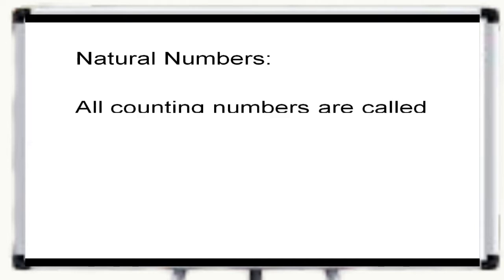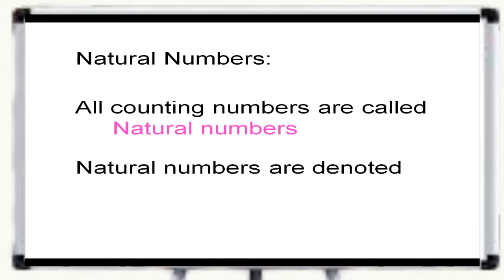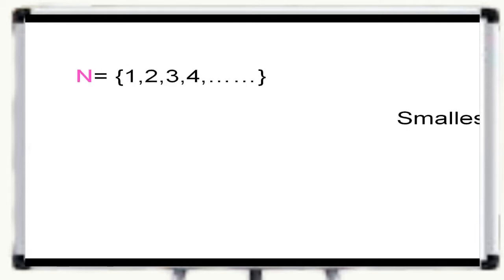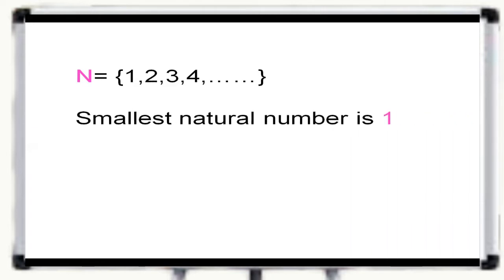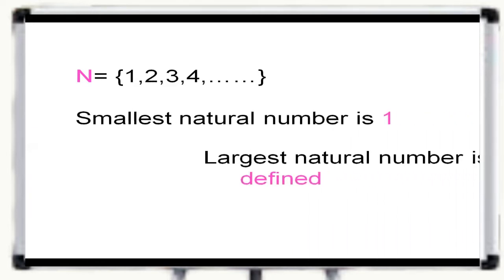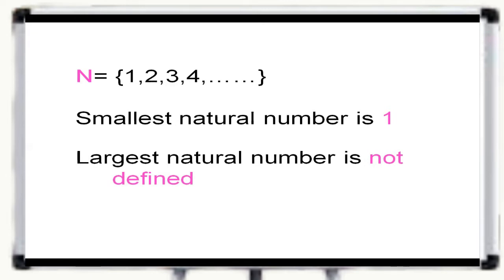Already you know very well about natural numbers. All counting numbers are called natural numbers. Natural numbers are denoted by N. N is equal to 1, 2, 3, 4, and so on. The smallest natural number is 1 and the largest natural number is not defined.